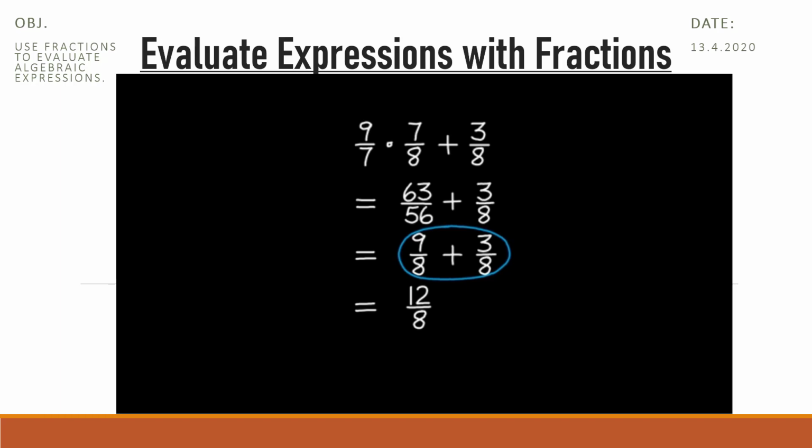That equals 12/8. We can divide to write 12/8 as a mixed number. 12/8 equals 1 and 4/8. We can rename 1 and 4/8 as 1 1/2. We have evaluated the expression n times 7/8 plus 3/8 for n equals 1 and 2/7.